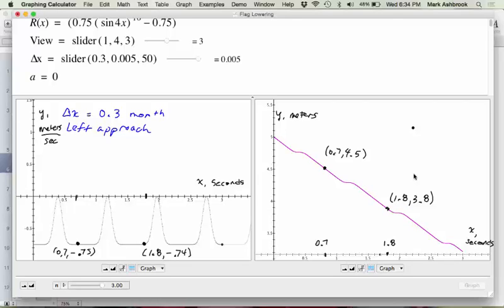So 1 minute, interpret the meaning of those 4 points, each point. So interpret the meaning of each of those points. What do each of those 4 points mean? Go.